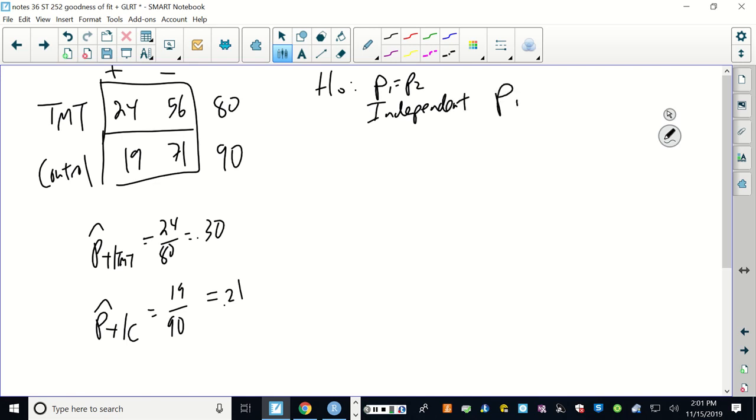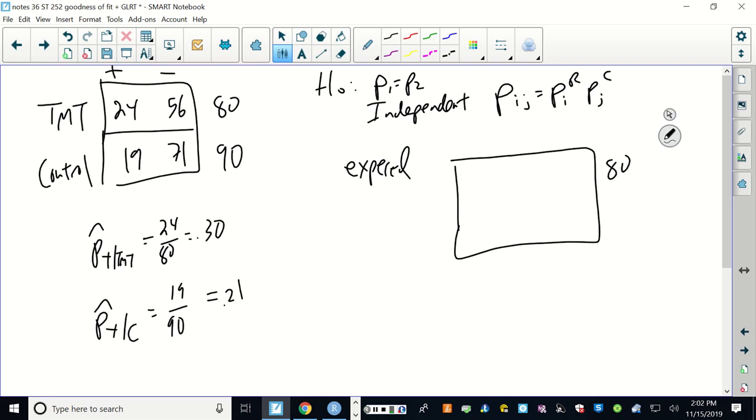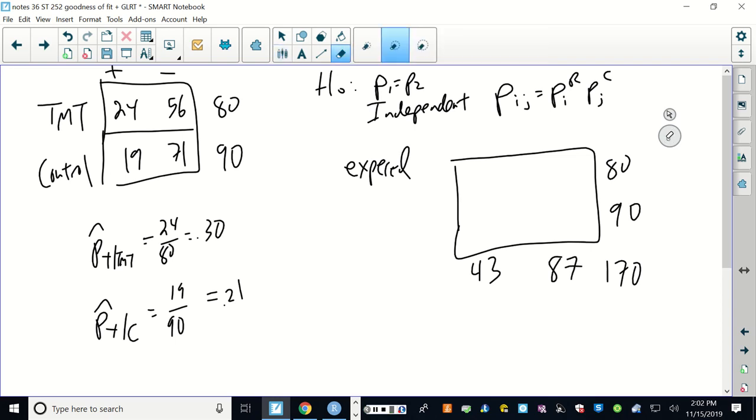And so the chance you're in one of these four cells is the chance you're in a certain row times the chance you're in a certain column. And to get expected values, we assume that null hypothesis. We start with our 80 and 90, and then we find how many are in each column. So that's 43, there's 170 in all, and that adds up to 87. No, that's wrong, I misread my number there. So it's 120. So that adds up to that.